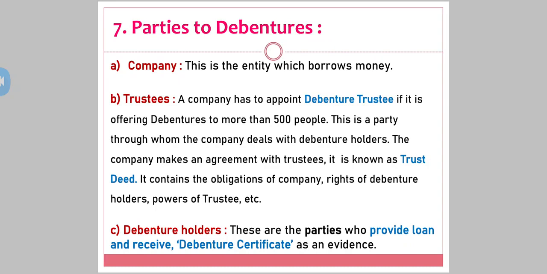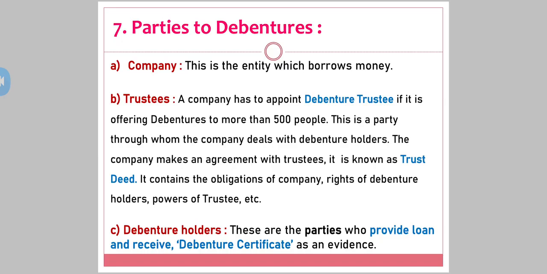Now, who all are involved? Who are the parties that are involved when the debentures are issued by the company? The very first one is the company itself. This is the entity which borrows money. Now, entity, firm, organization, one and the same thing. When the company borrows money from the other person. So yes, who is involved here? The very first party, company.